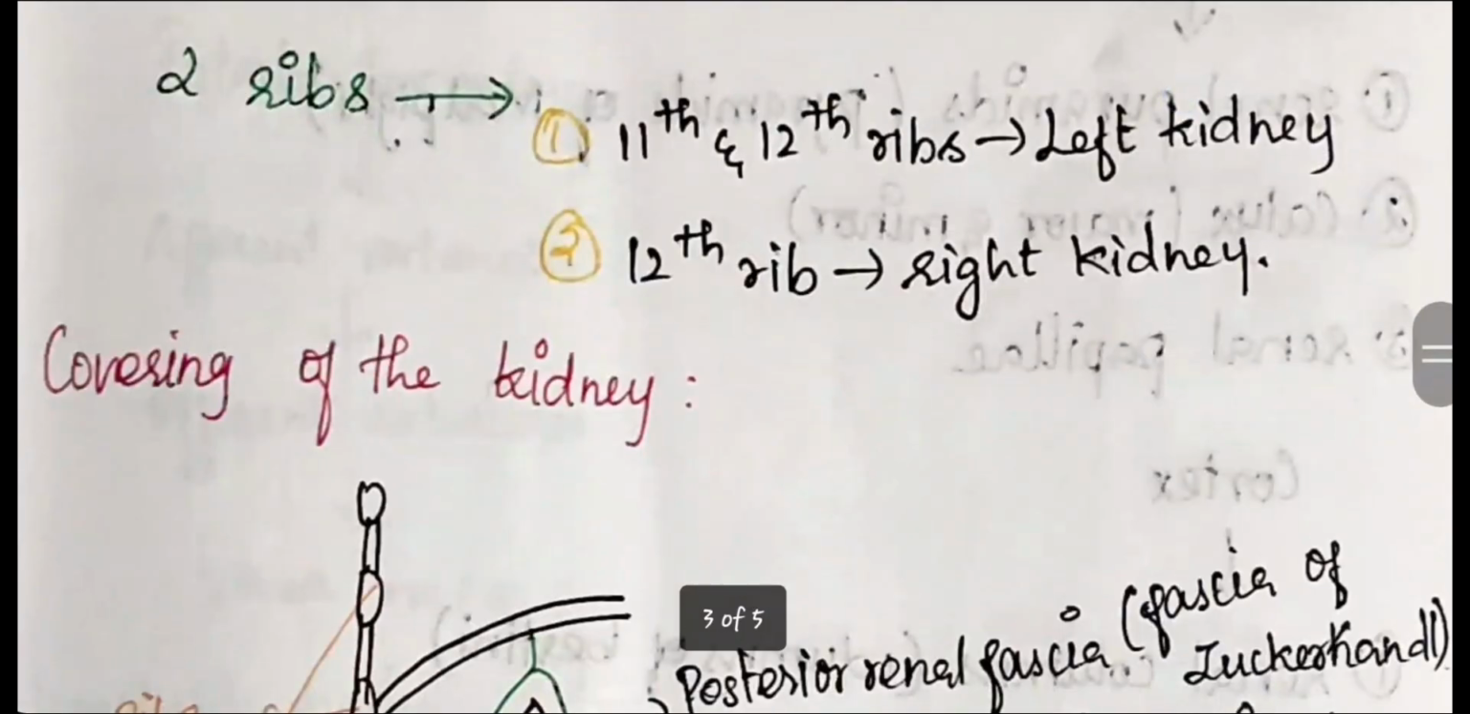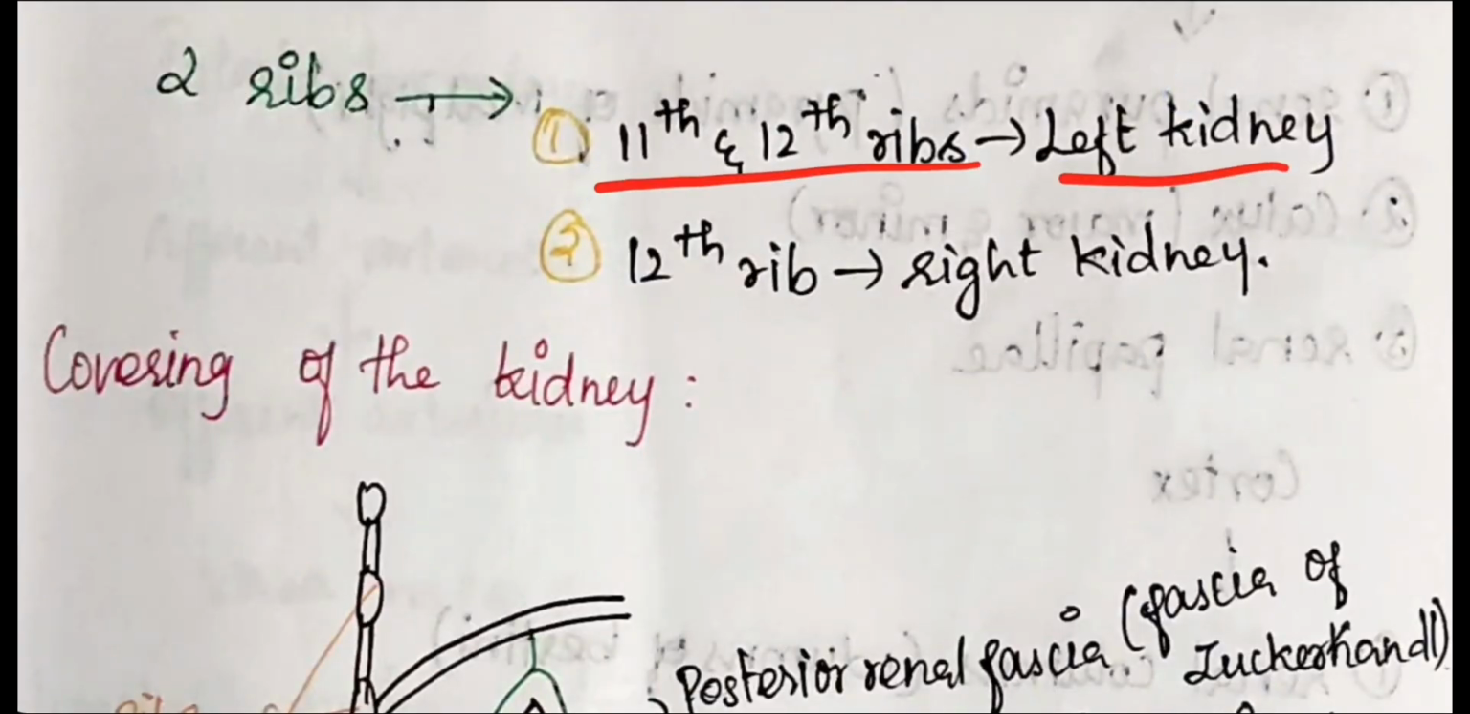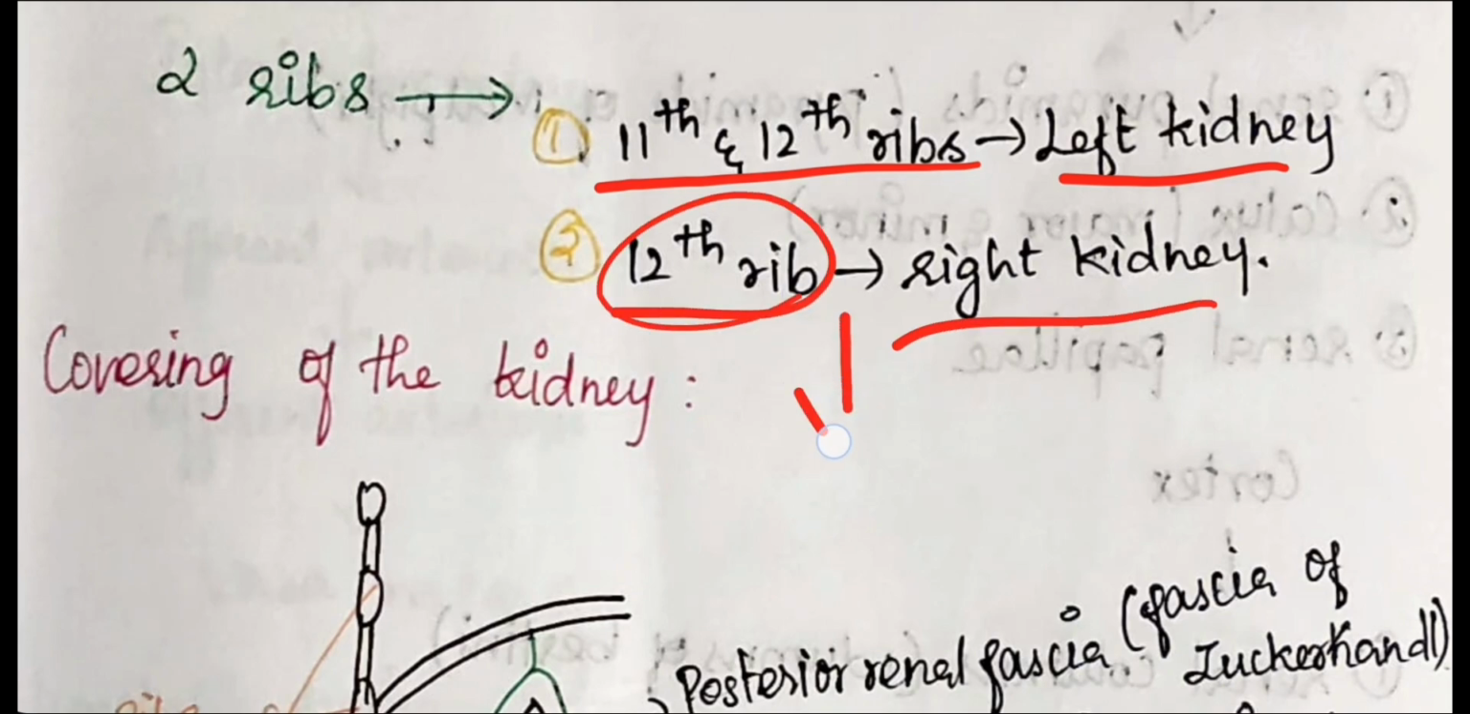And we have ribs. Already we discussed it here. So the left kidney is related to two ribs, 11th and 12th. The right kidney only the 12th rib because it is slightly lower.